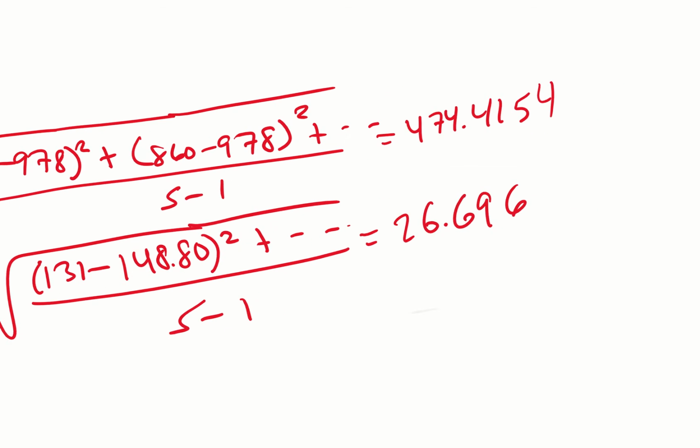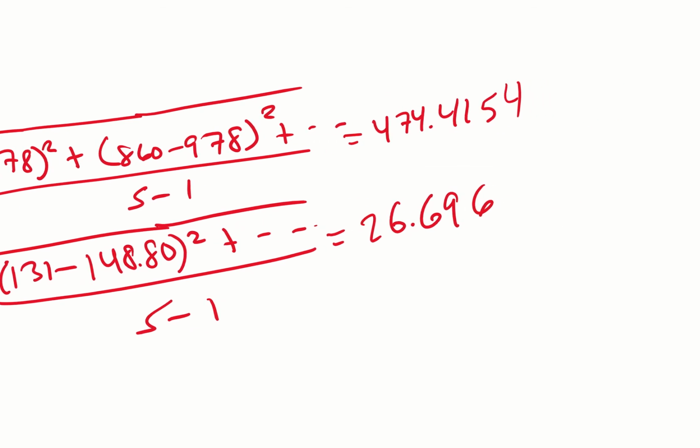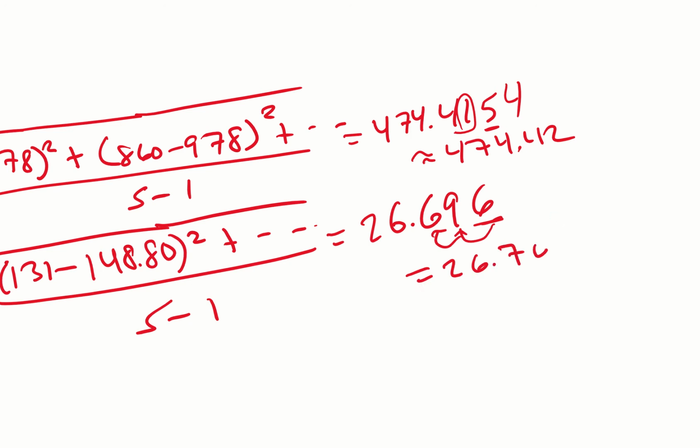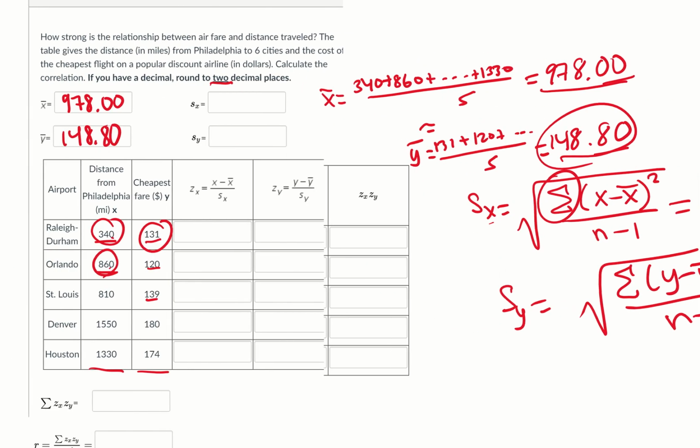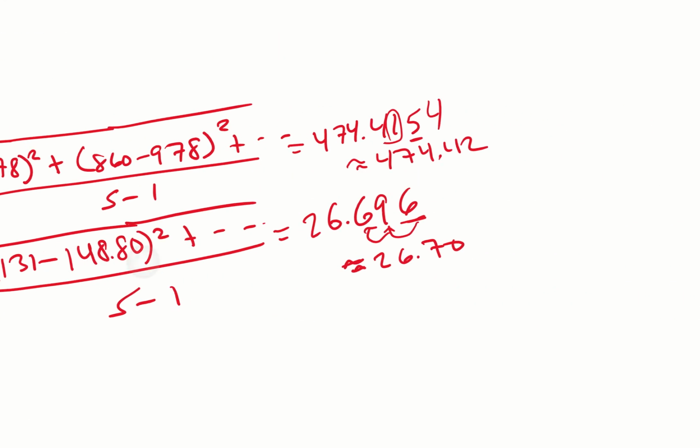All right, so I went ahead and calculated the standard deviations. Now remember, you want 2 decimals. This is a 5, so this is going to increase that to a 2, so it's going to be 474.42. And then this one is a 6, so that's going to bump this up, and because that's a 9, that's also going to bump this up. So we get 26.70. Be very careful when you're rounding this. You're going to get it incorrect if you don't do the correct rounding. So 474.42 and 26.70.